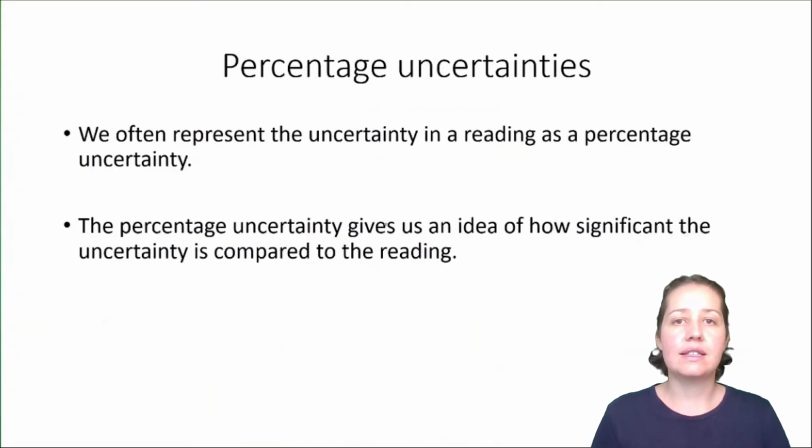Once you have the uncertainty, we often like to represent this as a percentage uncertainty because this is more meaningful. It shows us by what percentage our data could be out. And that's basically telling us about the significance of the uncertainty compared to the reading.